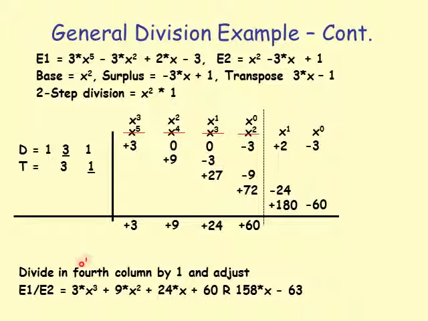So E1 divided by E2 is 3x cubed plus 9x squared plus 24x plus 60. Remainder is in this column: 158, 180 plus 2, 182 minus 24 is 158, and here minus 63. Okay.